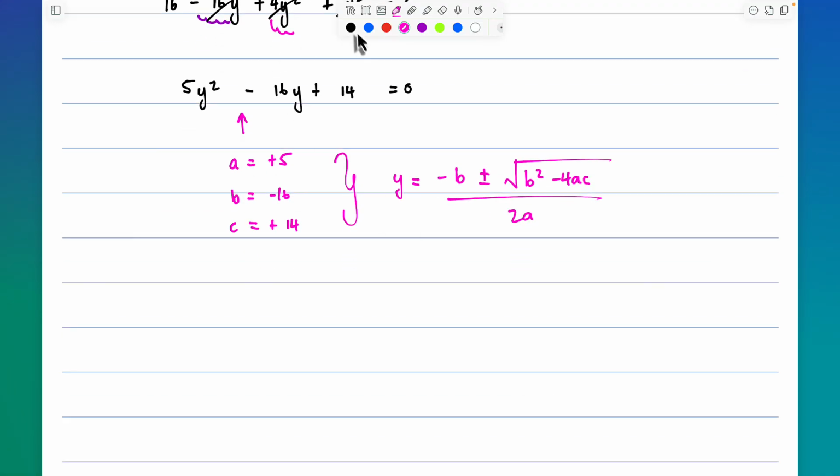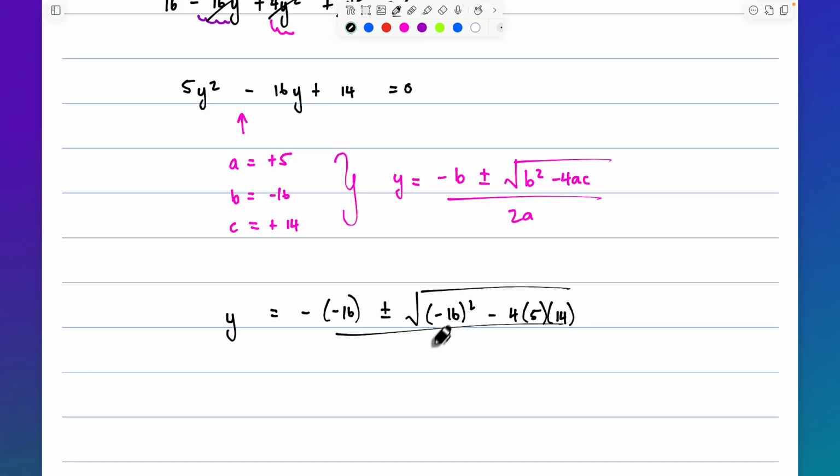We're going to use these to solve for y using the quadratic formula: y = negative b plus or minus the square root of b squared minus 4ac. So y is equal to negative b, which is negative negative 16, plus or minus the square root of negative 16 squared, minus 4 times your a value, which is 5, times your c value, which is 14.